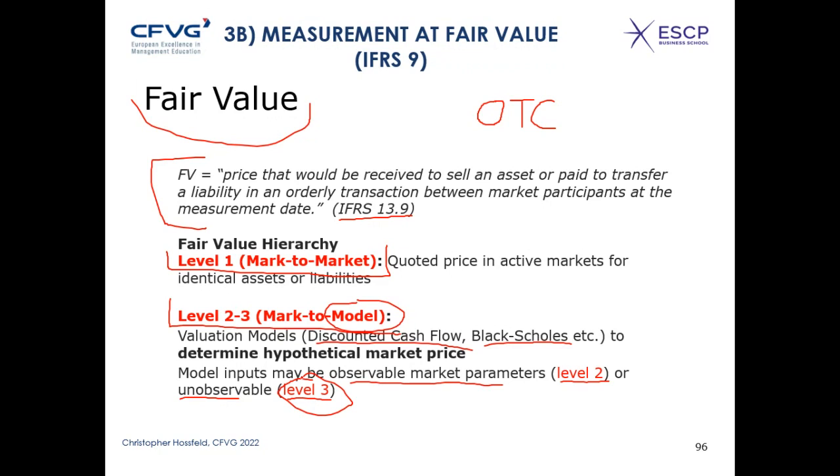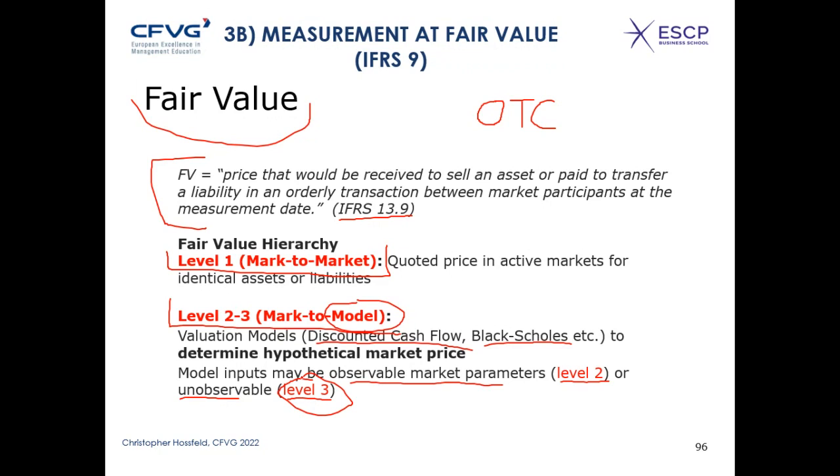And if that even doesn't exist, then I need to take a model with my own values. And you see that level 3 obviously is not objective at all, or very, very thinly objective. That means the quality of fair values is degrading from level 1 to level 3. Level 1 is the highest fair value quality. Level 3 is the lowest fair value quality.